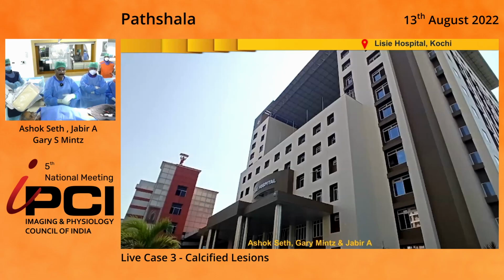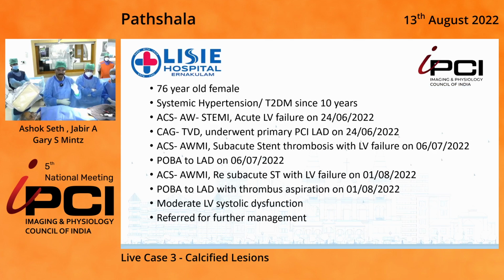Now start the PowerPoint. So she's a 76-year-old female, hypertensive, diabetic. She had anterior wall STEMI on June 24th and underwent a primary angioplasty with PCI to LAD. That's on 24/6/2022. And 12 days afterwards, she presented with subacute stent thrombosis, again re-ST elevation.